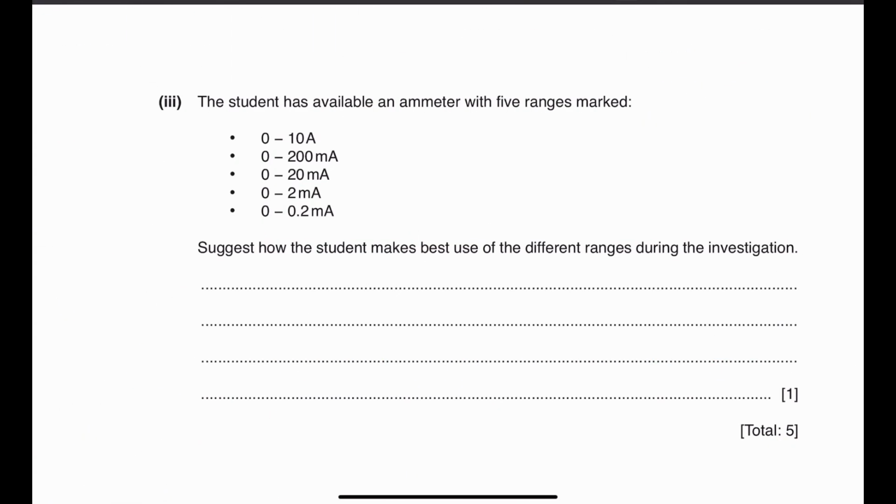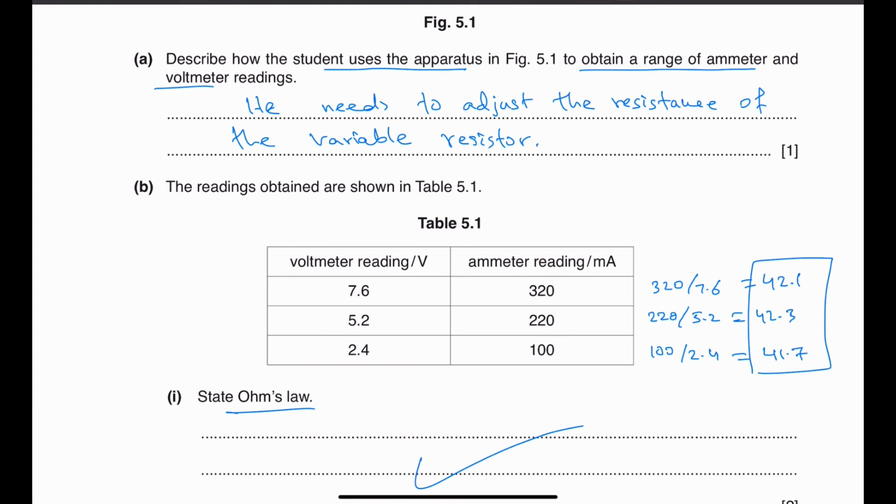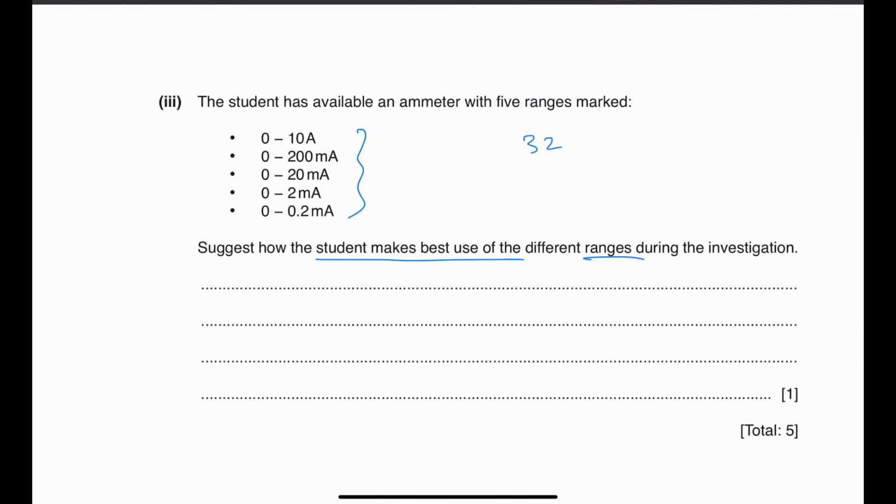So now we are given a bunch of available ranges for the ammeter, and they're asking how can the student make best use of these ranges in his investigation. Well, we need to remind ourselves that his readings for the ammeter for the current were 320, 220 and 100. So let's write down his three readings: 320, 220 and 100, and all of them were in milliamperes. So what are his best chances of getting the answer? Well, if you convert all of them to amperes, you will get 0.32 amperes, 0.22 amperes, and 0.1 amperes.